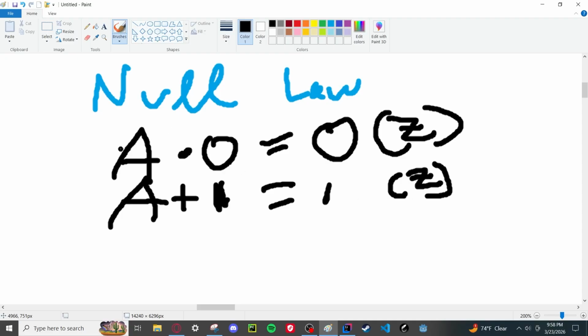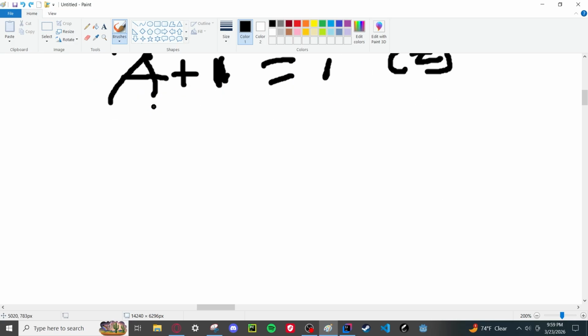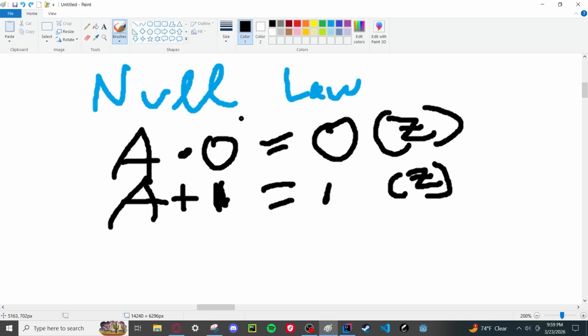Because if you have an expression like condition A and false, well, you know for an AND, both things have to be true. So automatically, you know this whole expression is cooked and it's going to evaluate to false. Same thing here. A or true, well, because of an OR, just one of them has to be true, and you already have one that is true, so you can just say that the whole expression is true. So that is the null law. It's pretty easy. This one is pretty straightforward.